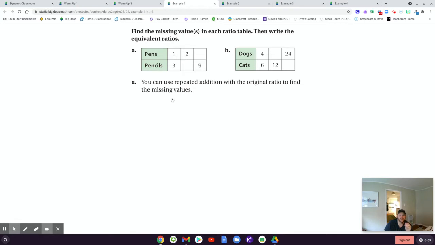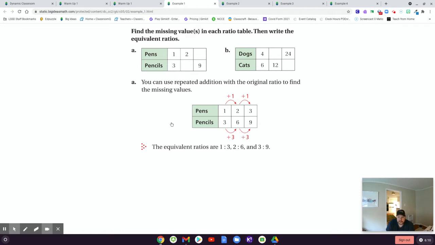So they're going to talk about how to make these tables. Here's the thing. I don't like this repeated addition model because you're going to make a mistake if you use it. Here you're adding a pen, adding 3 pencils. The trick is every time you add a pen, you have to remember you're adding 3 pencils because that's the ratio, 1 pen is the same as 3 pencils. I'd prefer using multiplication. Think about this with multiplication, and again, this shows all the equivalent ratios.